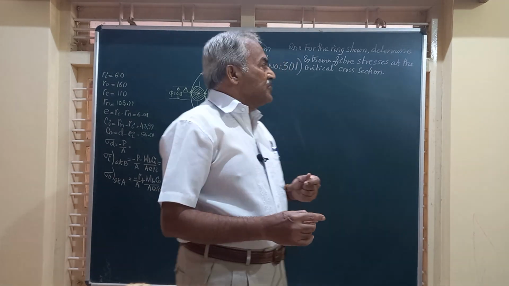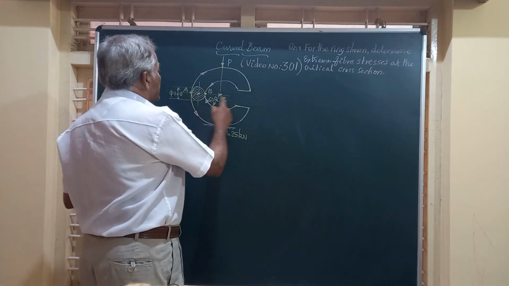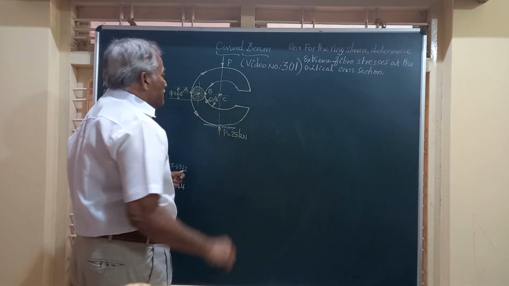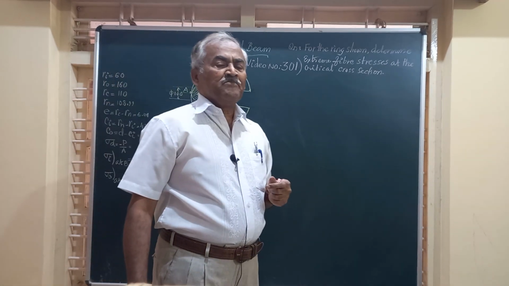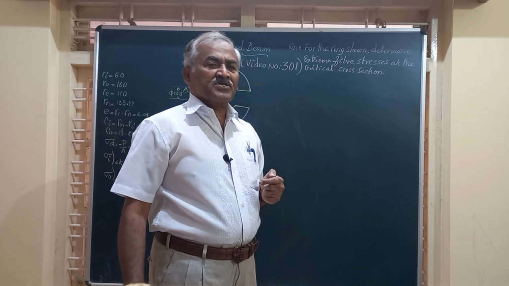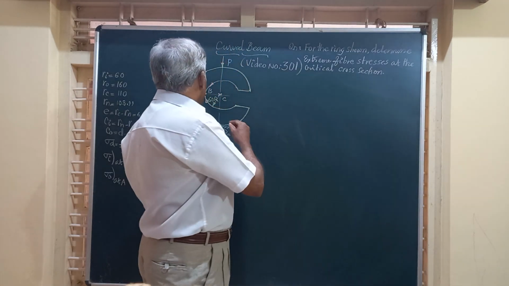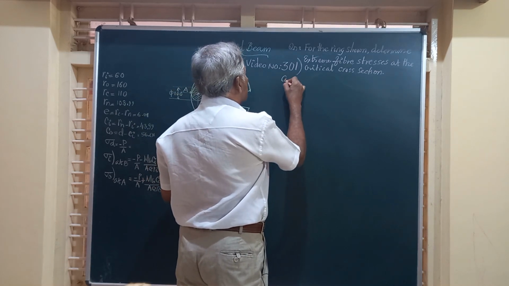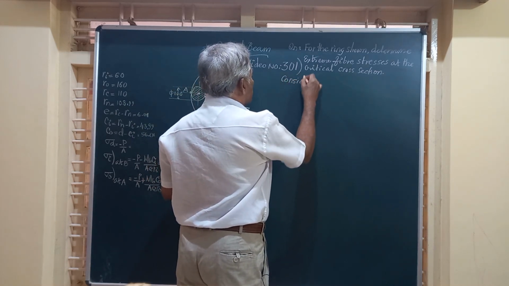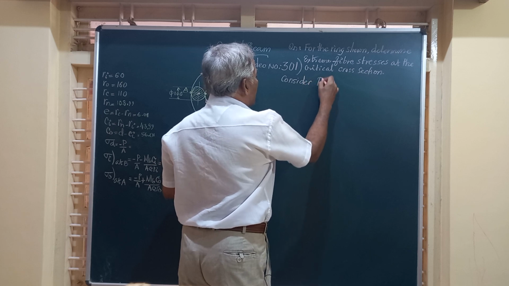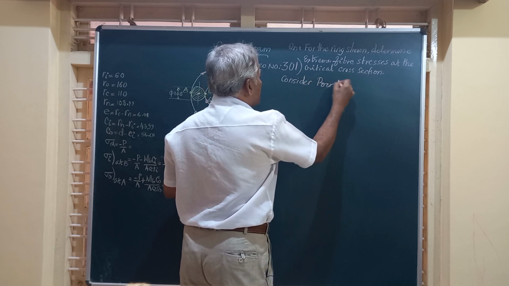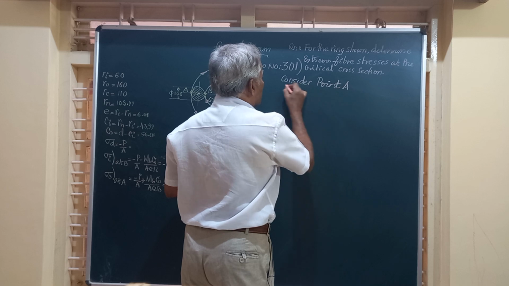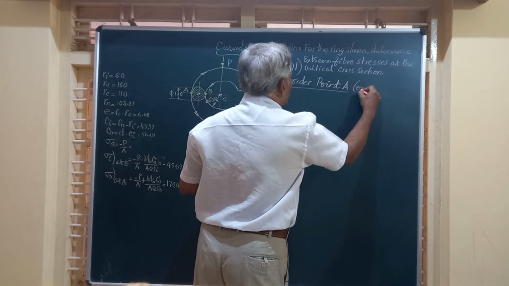So friends, we will take up each of these separately, point A and B separately, and find out what is the value of stress at the extreme fibers A and B. Friends, if you consider point A, point A is the outer fiber. I will say here outer fiber.